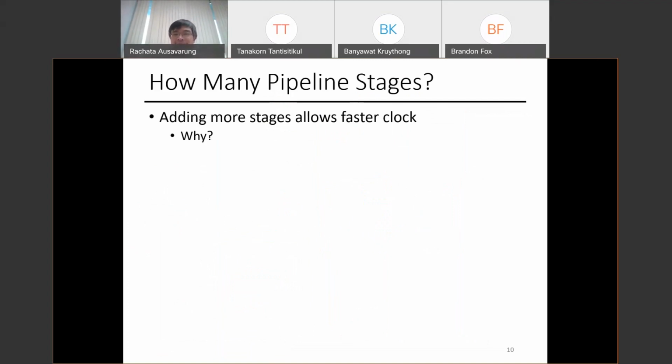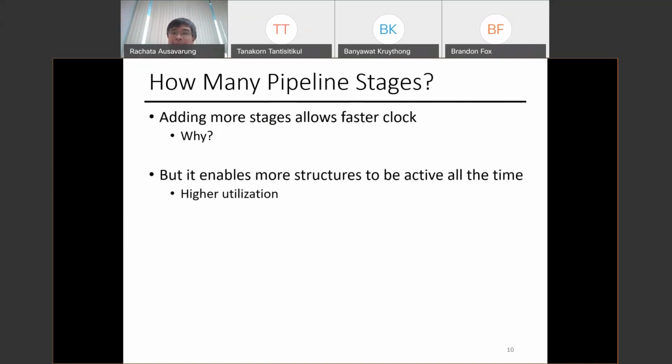So are you all with me? Basically, if you have more pipeline stages, there's a likelihood, if you do it well, that you can make your clock faster. It also enables more structures to be active all the time. You have higher utilization. Parts of the logic involved in the adder can now process two instructions. So what are the downsides? What are the downsides of having more pipeline stages?